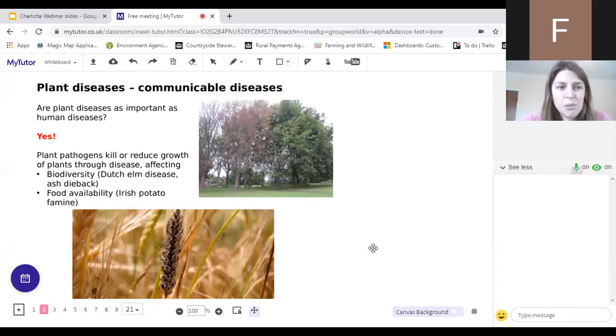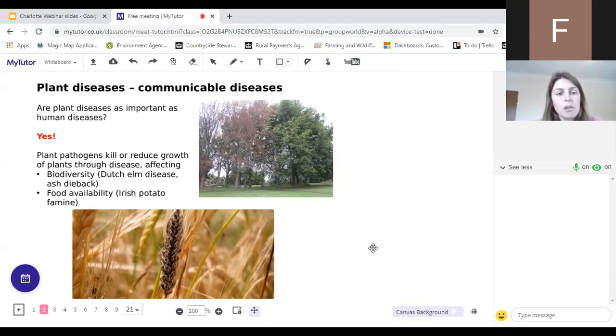So I've started with this question: are plant diseases as important as human diseases? Plants are as affected by pathogens as we are. This is really important because, apart from anything else, plants help to produce the oxygen that we breathe. They're part of the many ecosystems on Earth, and they're an integral part of our lives. Any pathogens that affect plants can kill or reduce growth in plants by causing disease. So, for example, they might affect biodiversity.